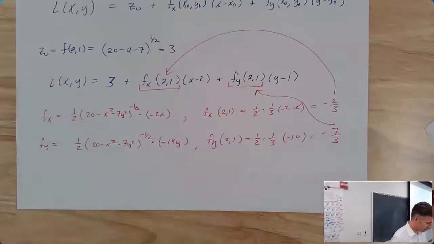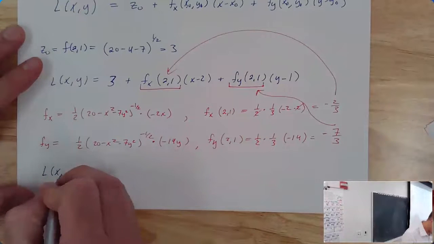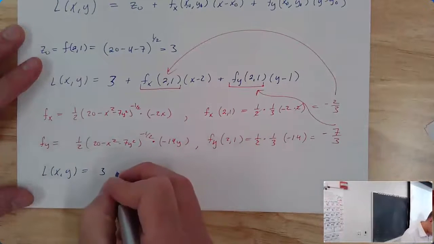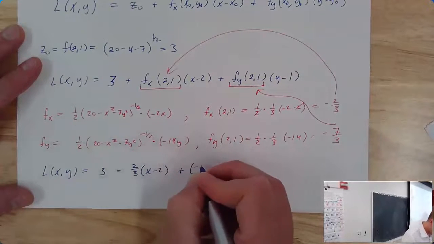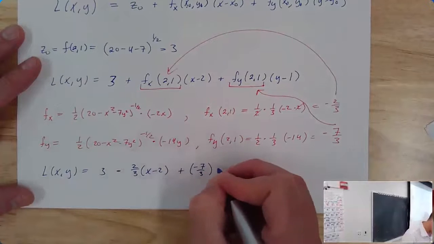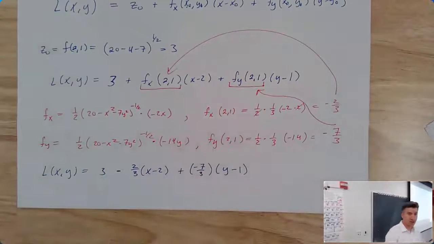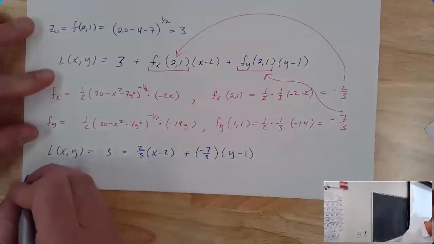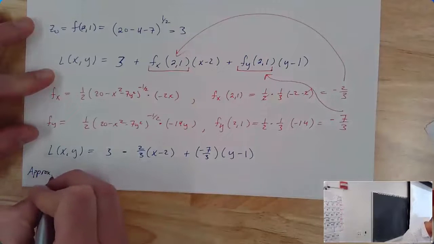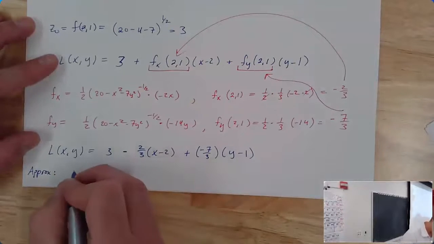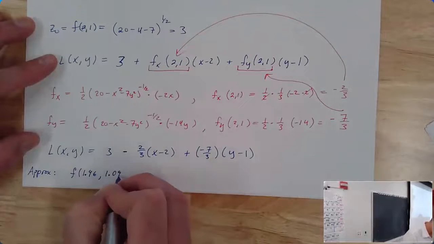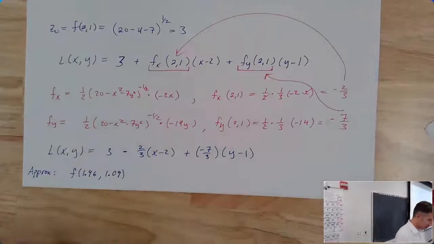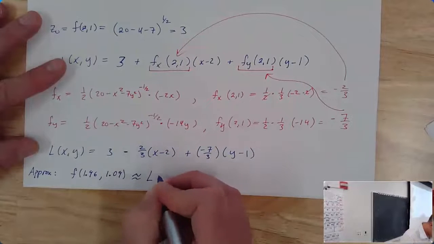So our final linearization is L(x, y) equals 3 minus 2/3 times (x minus 2) plus negative 7/3, sorry, I should have just written negative 7/3, times (y minus 1). And now here's my point. This question then asks you to approximate f(1.96, 1.09). And the idea behind this is that you're supposed to use the linearization you just found. So the function is approximately equal to the linearization.